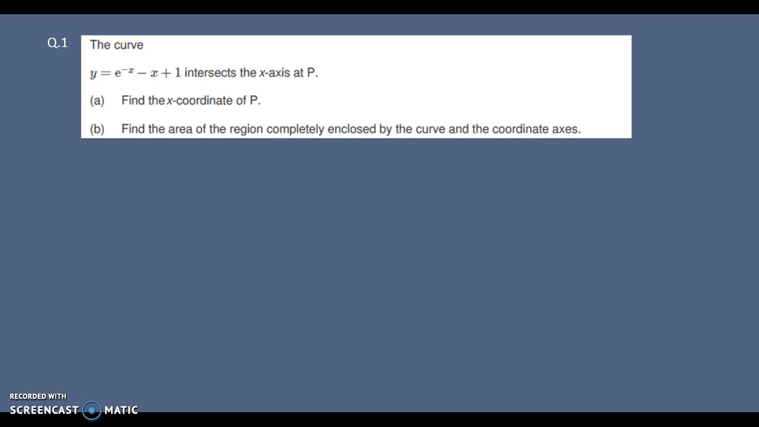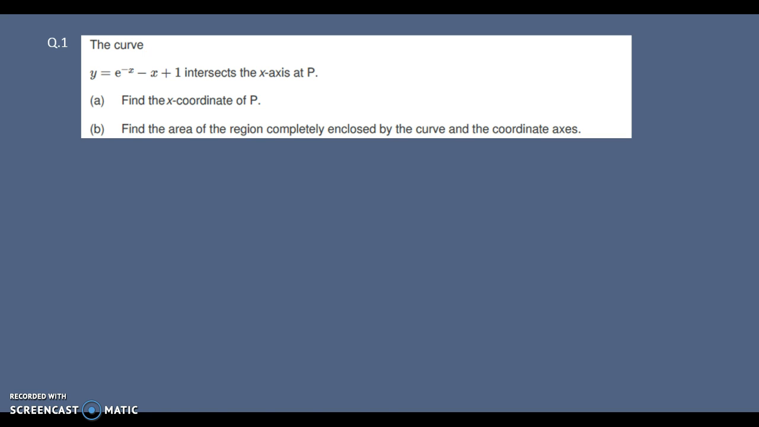We have two parts, A and B. Part A will give you 2 marks, and part B will give you 3 marks, total 5 marks. But you have to show your working even though you are using GDC. You should record everything you are doing on the calculator on your paper. So let's start with part A.